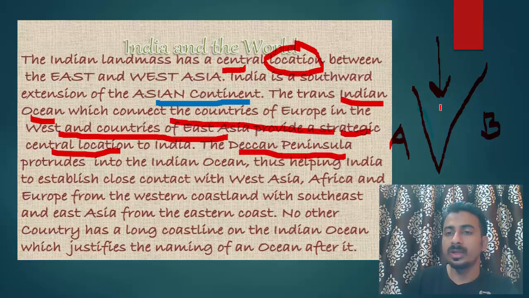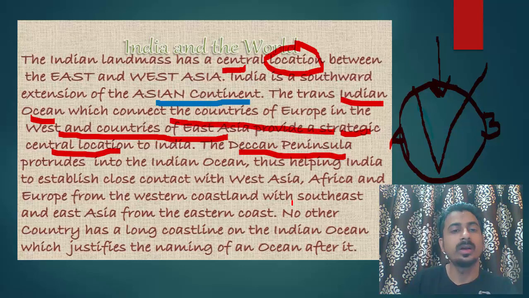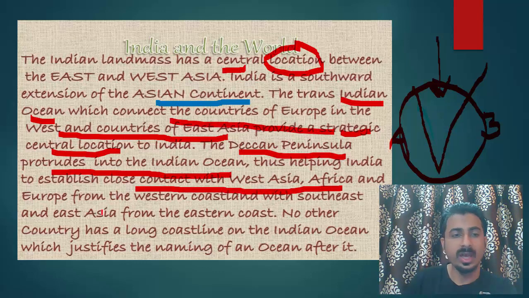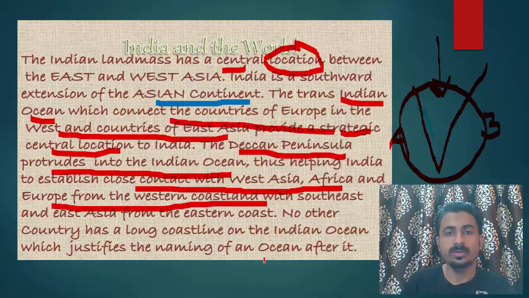Now the Deccan Peninsula, this is known as the Deccan Peninsula. It protrudes into the Indian Ocean. That's what I am telling. Protrudes means goes into, and helps India be in close contact with West Asia, Africa, Europe from the western coastline. This is what I told about.